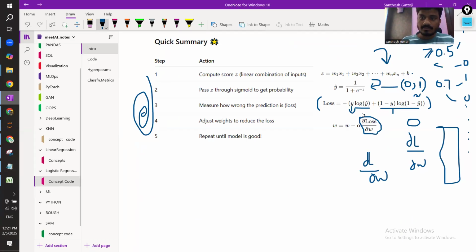Then loss, you will multiply with the learning rate. You are going to get this one. That will be subtracted from the old value. That will give you a new value of this W value.